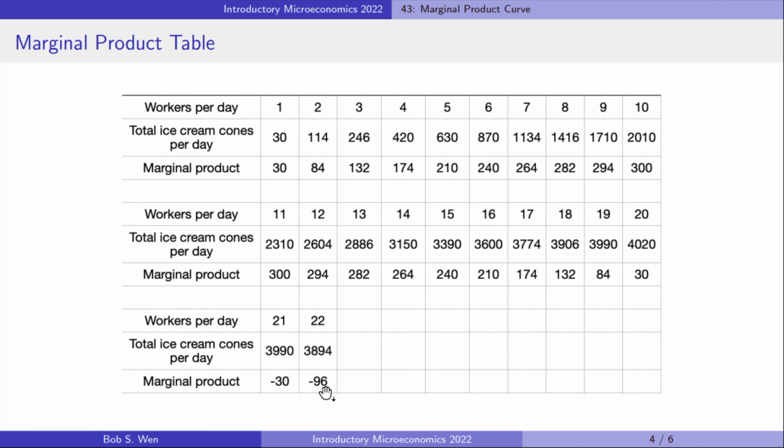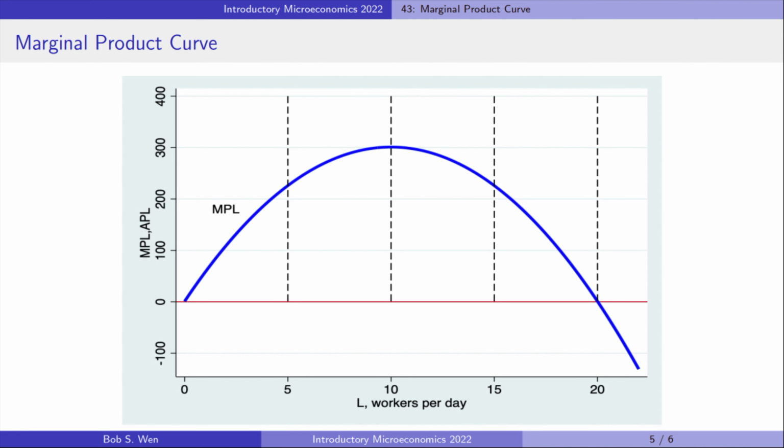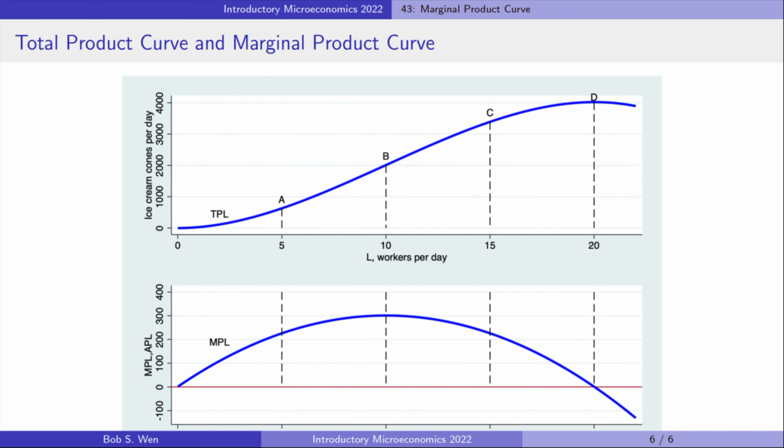Based on this marginal product of labor table, we can plot the marginal product curve. The marginal product increases at the beginning. When the firm hires 10 workers, the marginal product of labor is maximized. As the firm employs more workers, the marginal product of labor decreases. To compare the total product curve and the marginal product curve, we can place them side by side and see how the marginal product curve relates to the total product curve.